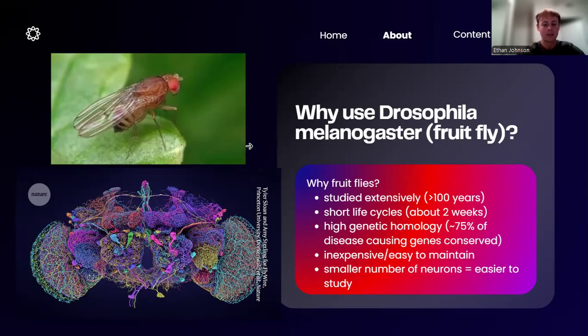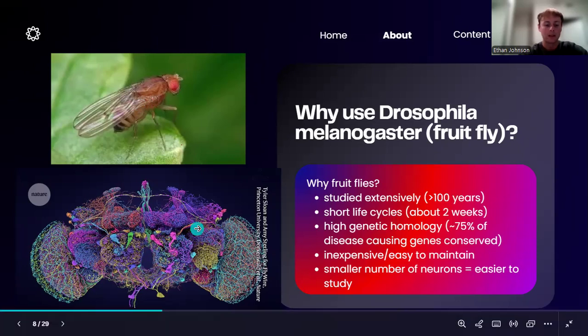And compared to other organisms like rats, they're also more inexpensive, easy to maintain, and they also have a smaller number of neurons. So it's easier to map out a whole circuit where you need as many neurons as possible. Down here, we can see a picture of them mapping out these neurons in the fruit fly.